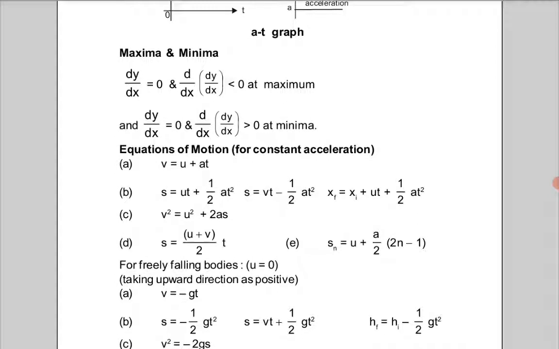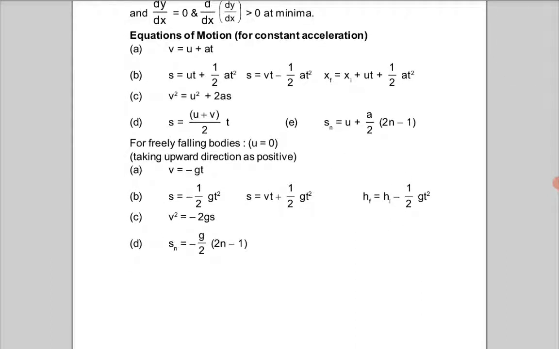Then maxima and minima. When it is a maximum, what is the condition? dy upon dx equals 0, and d by dx of dy by dx is less than 0. This is the condition at maximum. And when it is a minimum, then dy by dx equals 0 and d by dx of dy by dx is greater than 0.